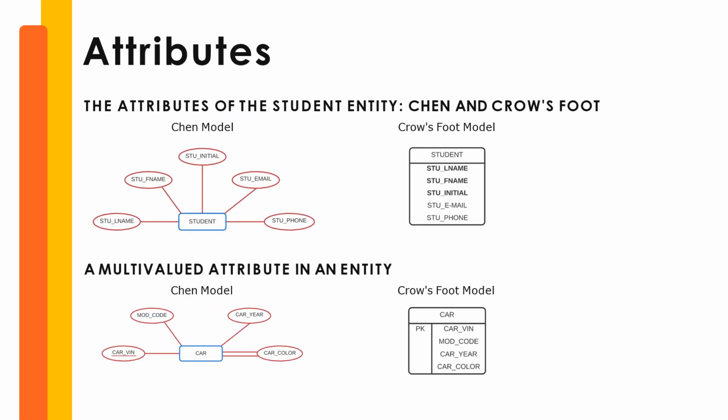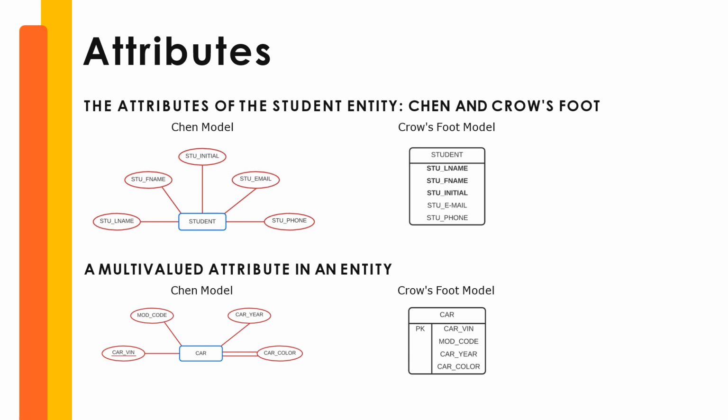Let's talk about the attributes of the student entity as an example. In the Chen model, the attributes are encircled and are connected to our entity, which is the student. If you are going to make use of the Crow's Foot model, the name of the entity would be above, and inside the dedicated space are the lists of your attributes. You will notice that there are some attributes that are in bold. That means that those attributes are your primary key.